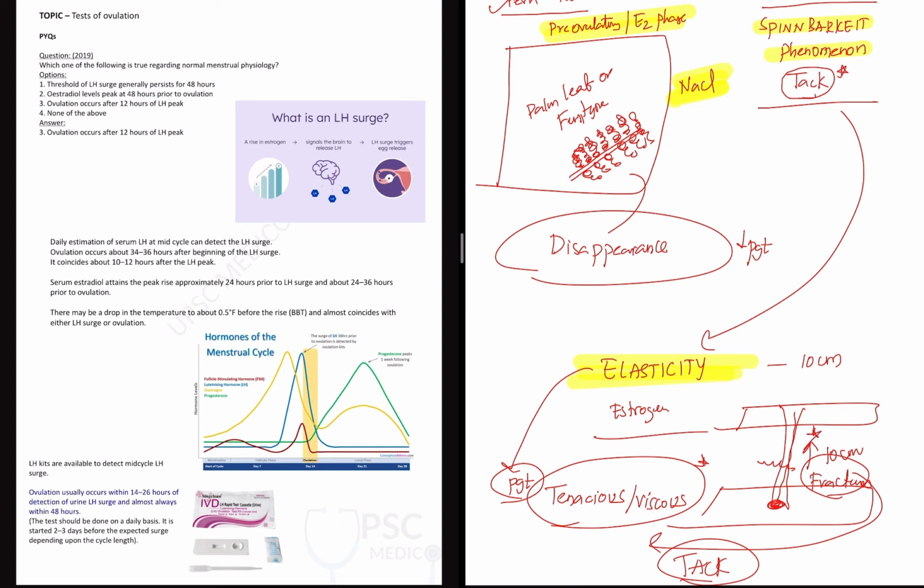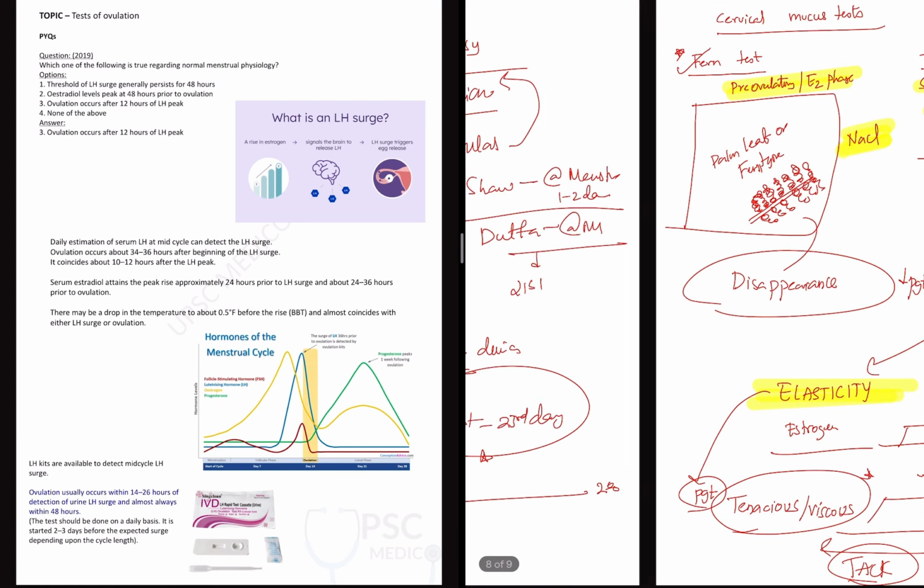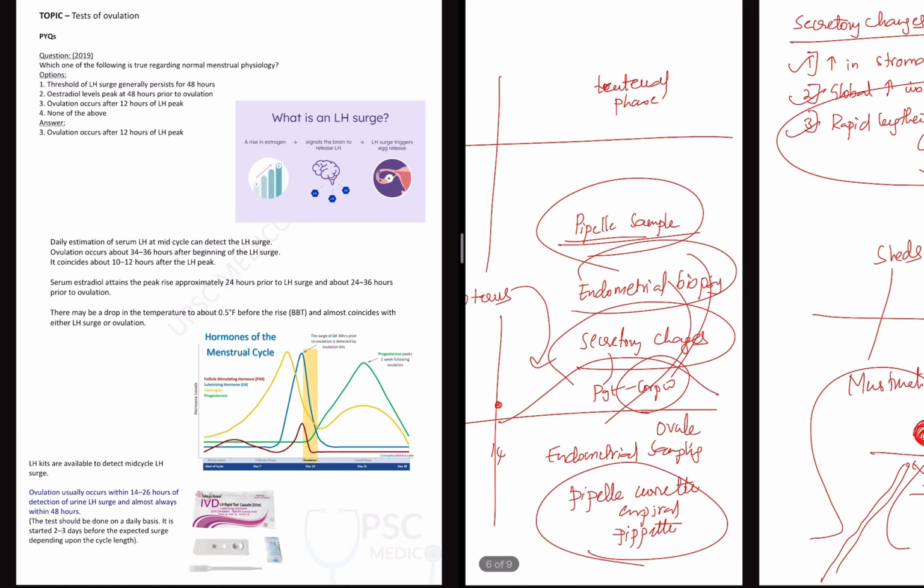It is during the estrogenic phase, that is the pre-ovulatory phase. If ovulation occurs, under the effect of progesterone, elasticity is decreased and viscosity is increased, it becomes more tenacious, it cracks. That cracking property is known as tack, and this tack indicates that ovulation has occurred. So these are the few things I want to tell you about the cervical mucus test.